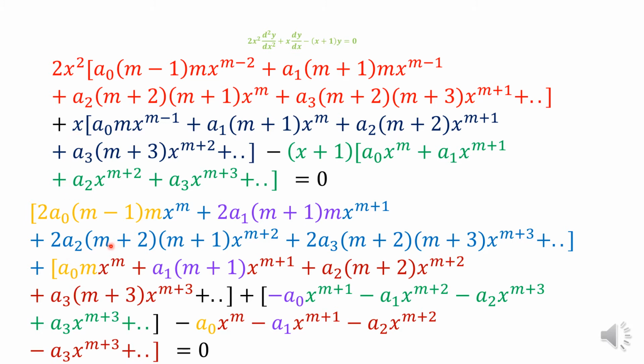That is a naught x the power m only, right? M as such will be there, plus a1, m plus 1, right? x the power, because x the power m is already there, so multiplying by x, it will be x the power m plus 1, right? This one. Further you can see here, this one, a2 m plus 2.